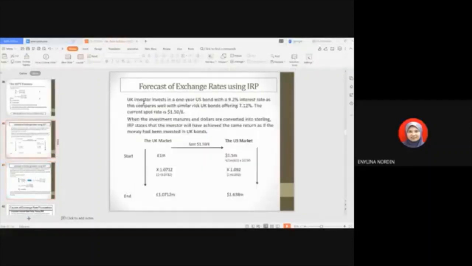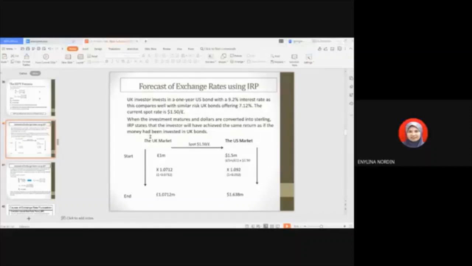UK investors invest in a 1 year US bond with a 9.2% interest rate, as this compares well with similar risk UK bonds offering 7.12%. So the interest rate in the UK is 7.12, sorry, in the US it is 9.2%, and in the UK it is 7.12%. And the current spot rate is $1.5 per pound.